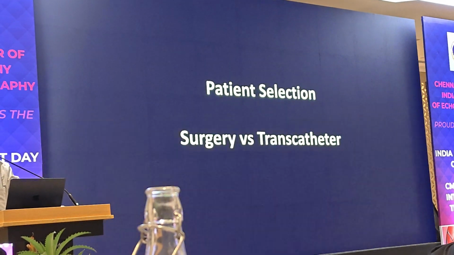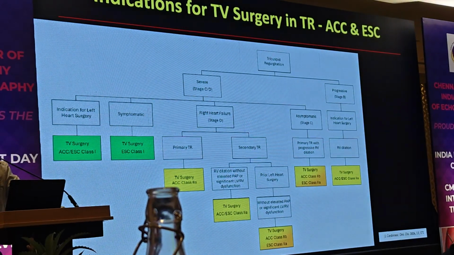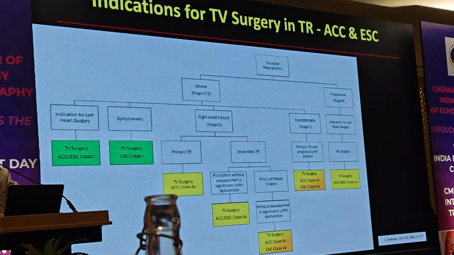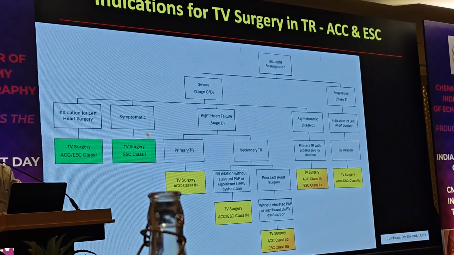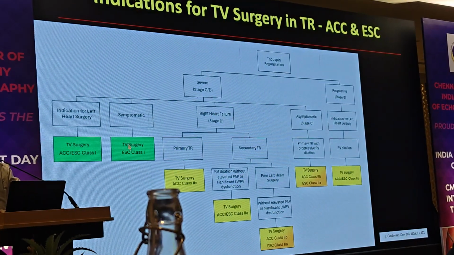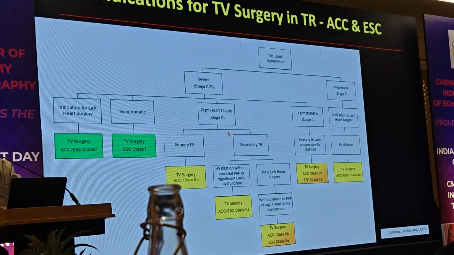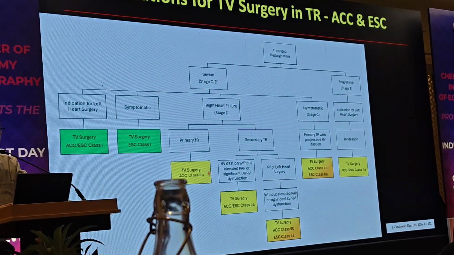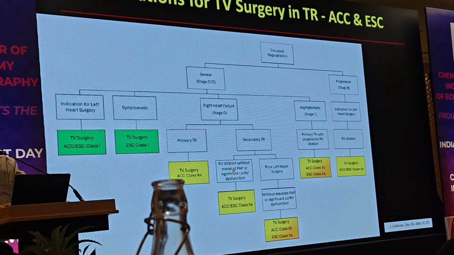Now, in terms of surgery versus transcatheter, this is a combination of both the ACC and ESC guidelines, the 2025 and the 2020. So you can look at the TR. Where you have left heart surgeries, you have class 1. Symptomatic, again class 1. At this point you have right heart failure, a more progressed stage, and then tricuspid valve surgery is 2A here. And then you have the RV dilatation.